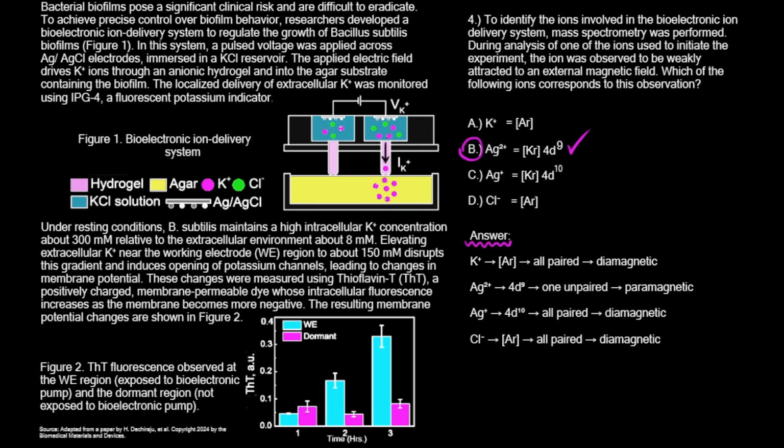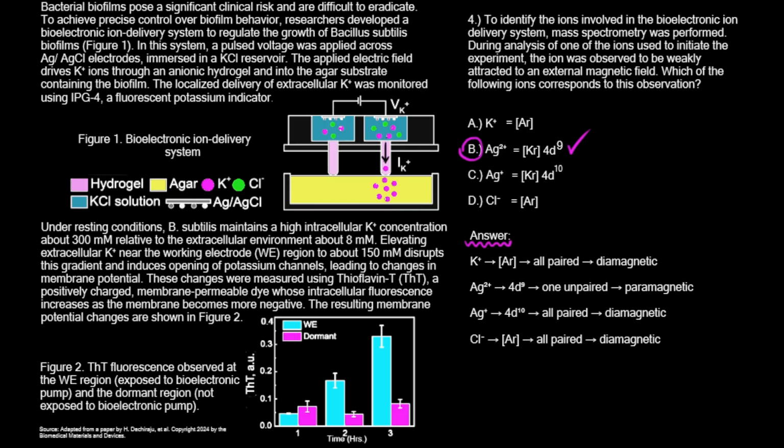Here's question number 4. It reads: to identify the ions involved in the bioelectronic ion delivery system, mass spectrometry was performed. During analysis of one of the ions used to initiate the experiment, the ion was observed to be weakly attracted to an external magnetic field. Which of the following ions correspond to this observation?